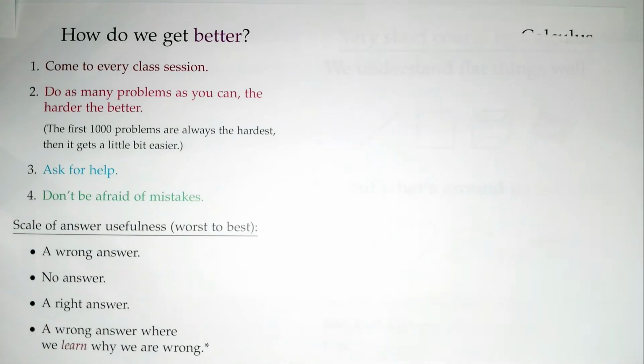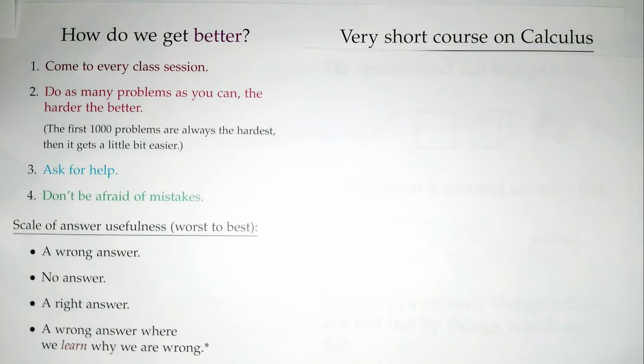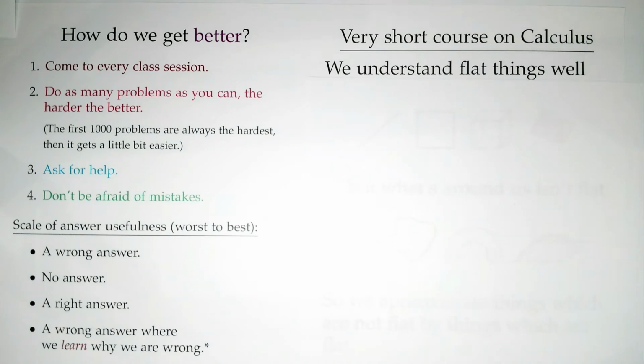Now let's do our very short course on calculus, because it's good to understand why we are here. So what's our very short course on calculus? Well, we understand flat things well. So what do I mean by a flat thing? Well, these flat things are things such as lines, rectangles, boxes, and a three-dimensional version of the line, which is a plane.